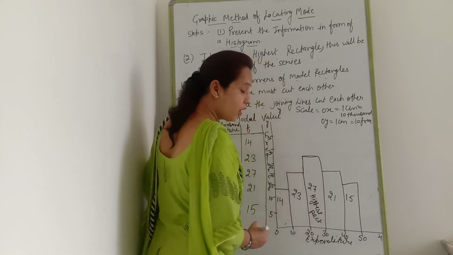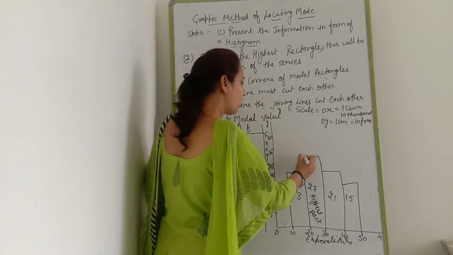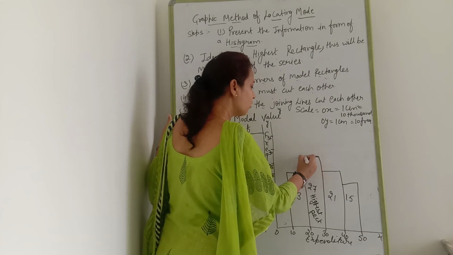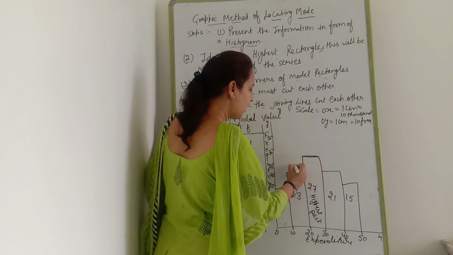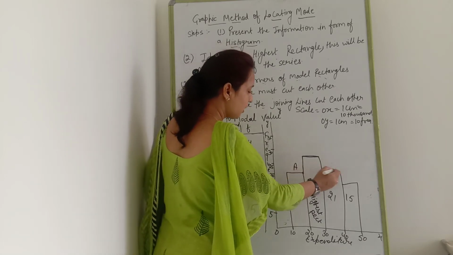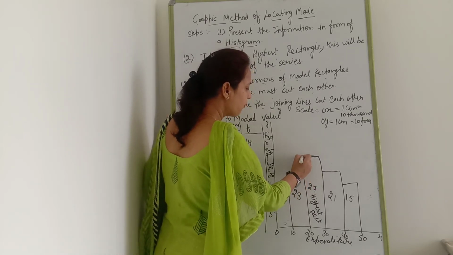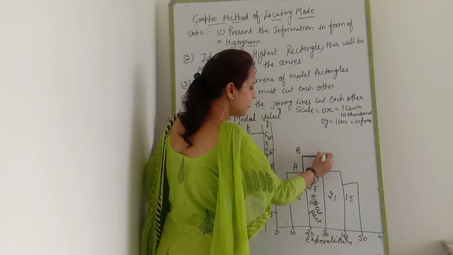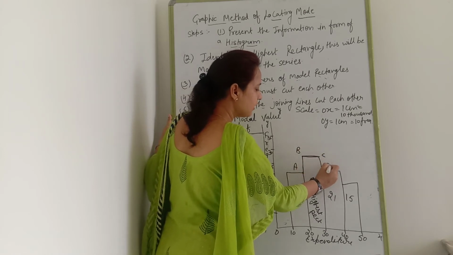Clear? Now what do you have to do? You have to give names to the corners. Suppose I have given the name A to one corner. It means where it is adjacent to both sides. A, B, C and D.